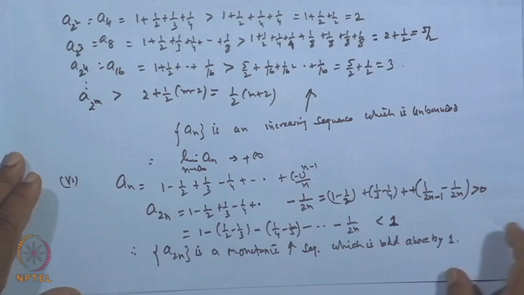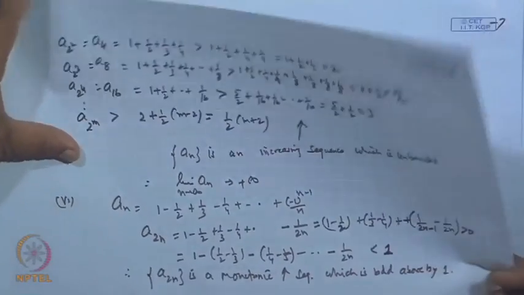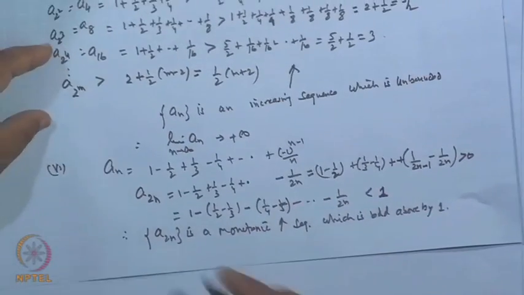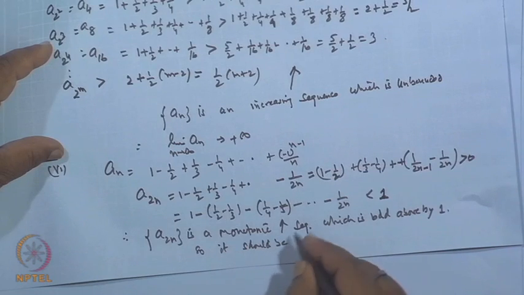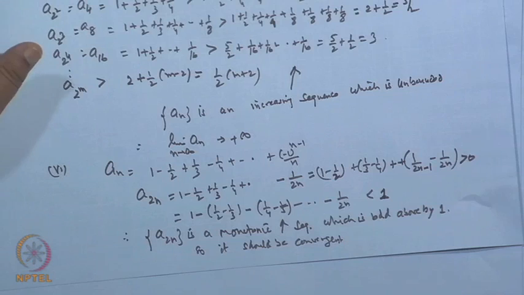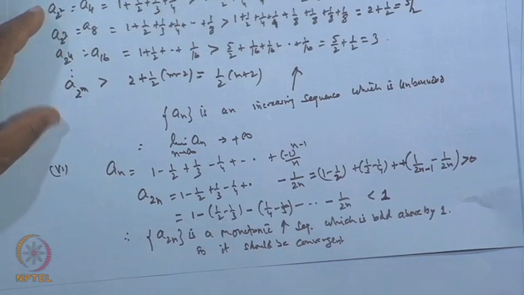Is it not? Now, if I take the odd sequence, so it must be convergent, and once it is convergent, it must tend to a limit. So, we get a limit. Okay.